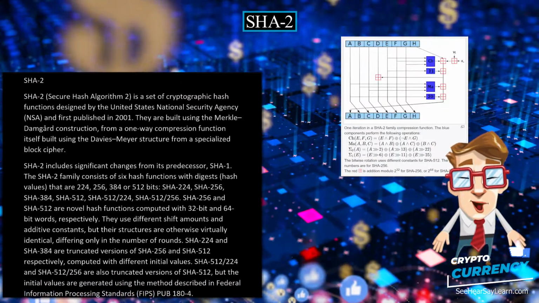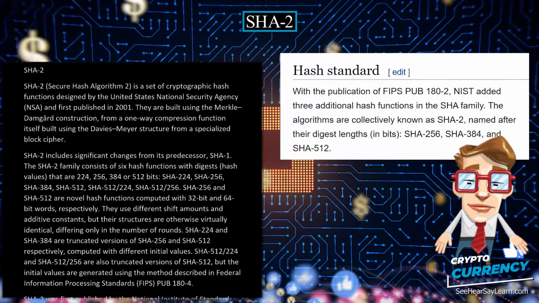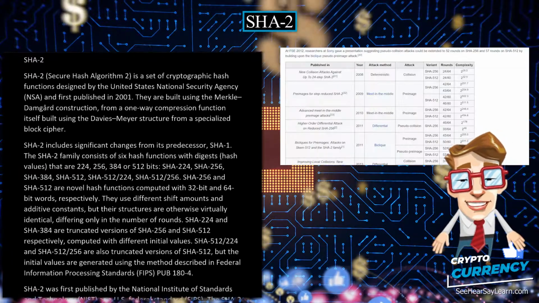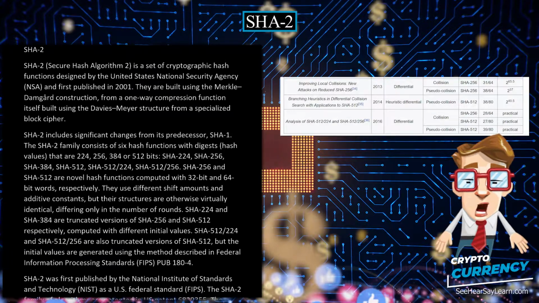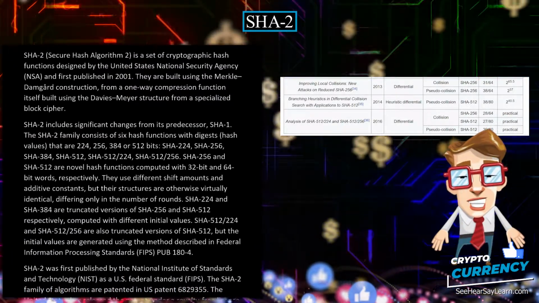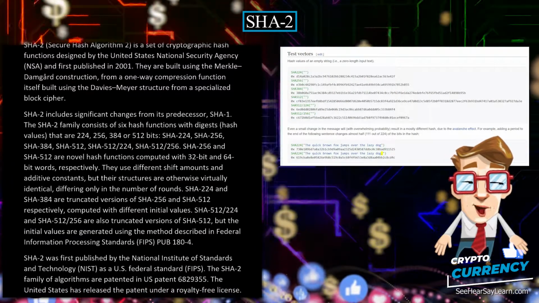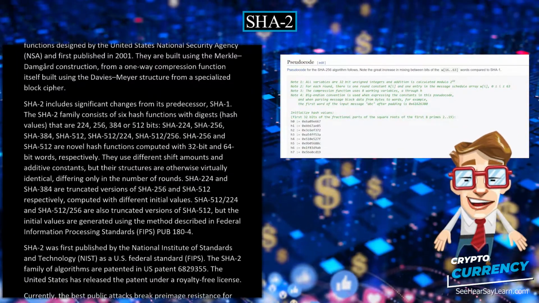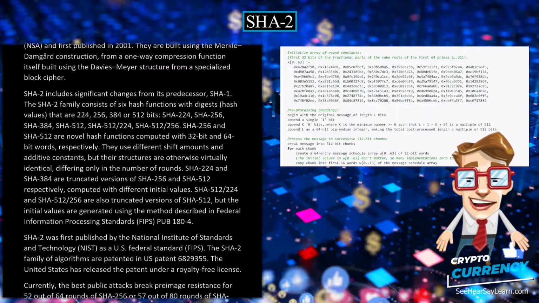The SHA-2 family consists of 6 hash functions with digests, hash values, that are 224, 256, 384 or 512 bits: SHA-224, SHA-256, SHA-384, SHA-512, SHA-512/224, SHA-512/256.